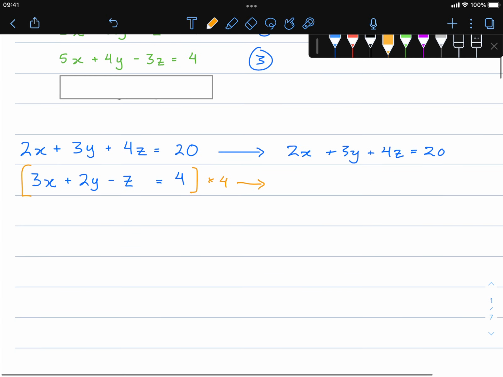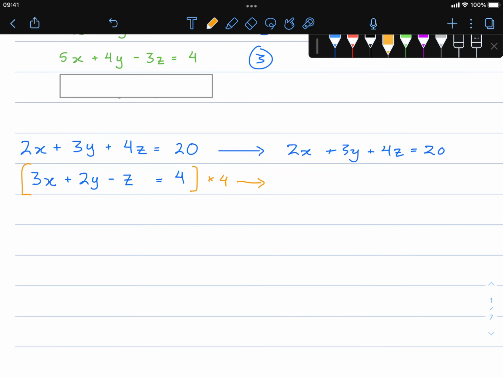I'll color code it just so that you follow what's going on. So 4 times 3 is 12x. 4 times 2 is plus 8y. 4 times z, or negative z, is negative 4z equals 4 times 4 is 16.